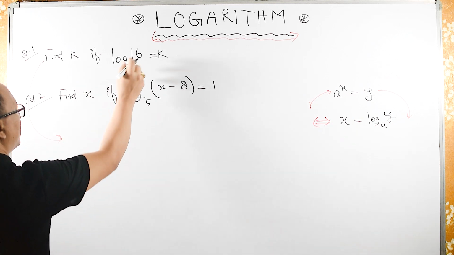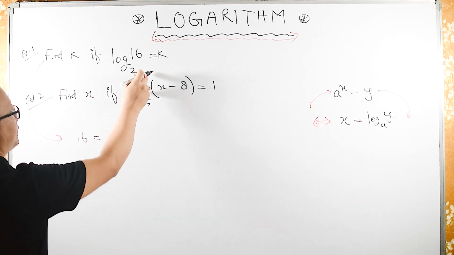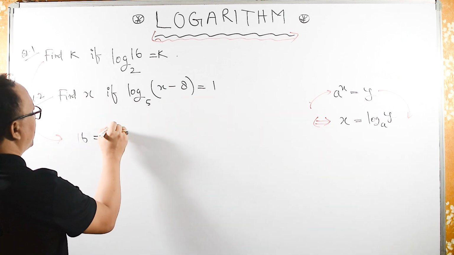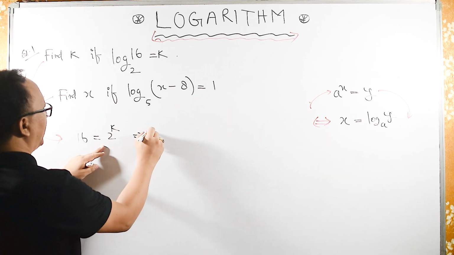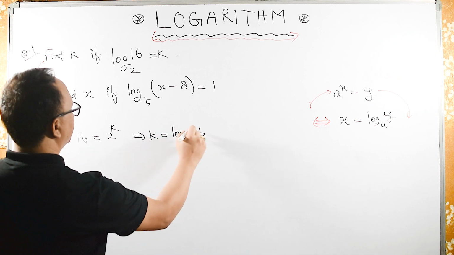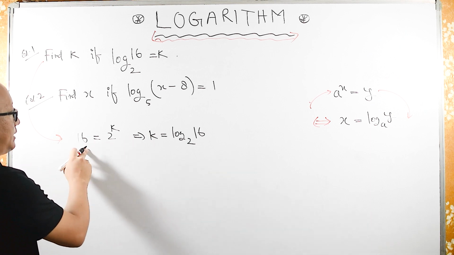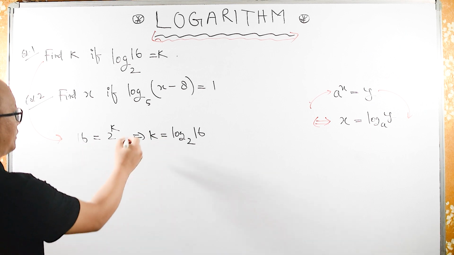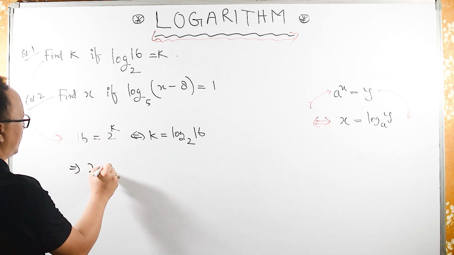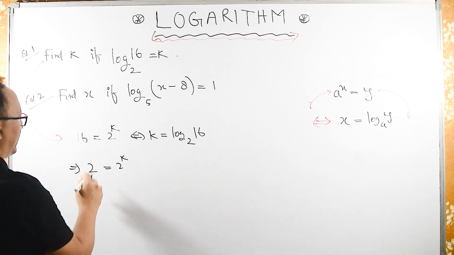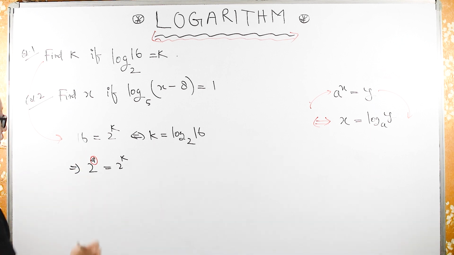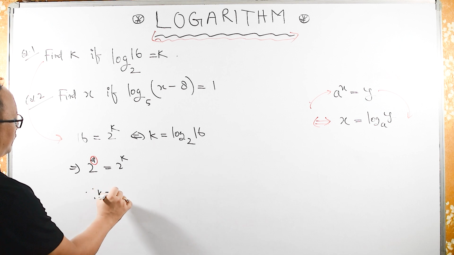Therefore 16 equals what? By using this formula, 16 equals 2 raised to k. You can say from here also k equals log of 16 to the base 2. Therefore this is the same as this, and this is the same as this. So from here, 2 raised to anything is what? 2 raised to k. 2 raised to what power will come over here? 2 raised to 4. Therefore k equals 4.